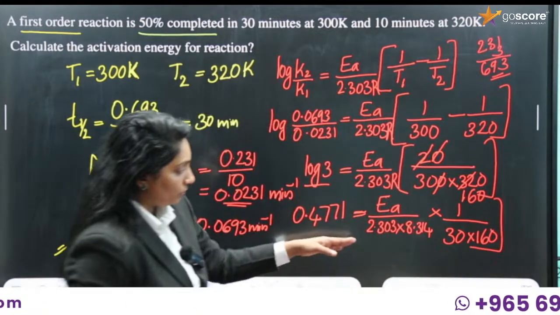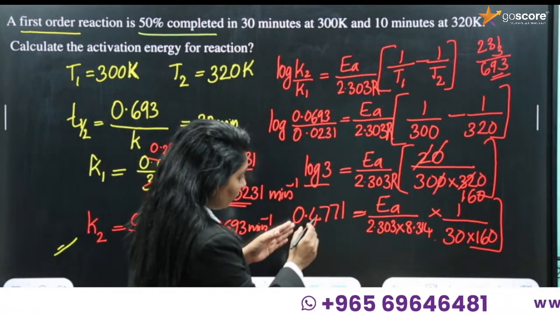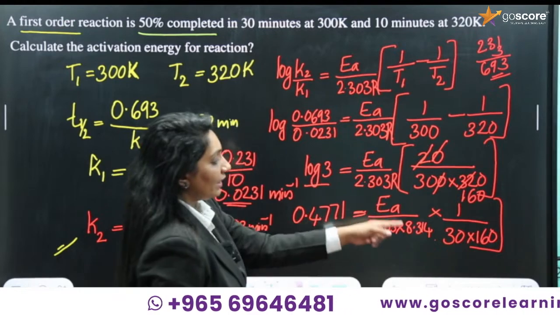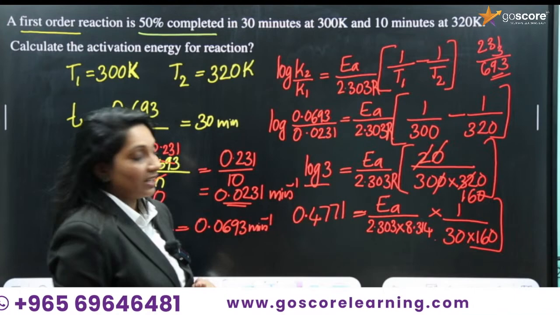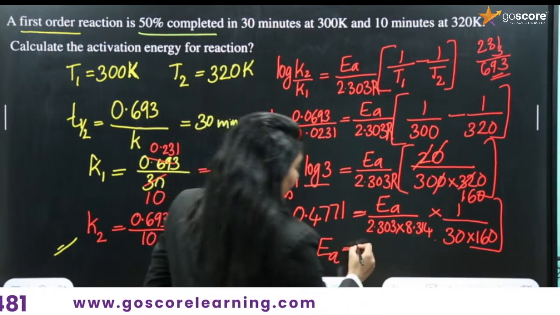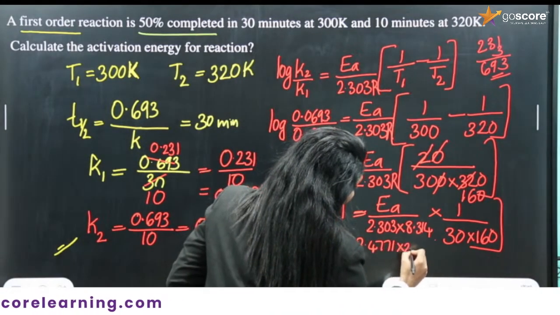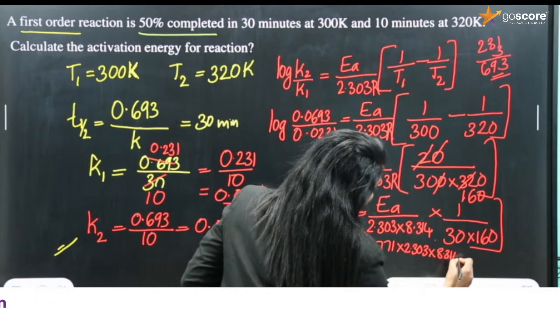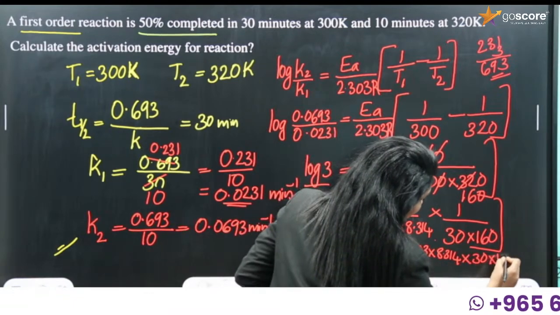So, when you take all this on this side, then it will be 0.4771 into 2.303 into 8.314 into 300 into 160. That will be the value for activation energy. EA is equal to 0.4771 into 2.303 into 8.314 into 300 into 320 by 20.